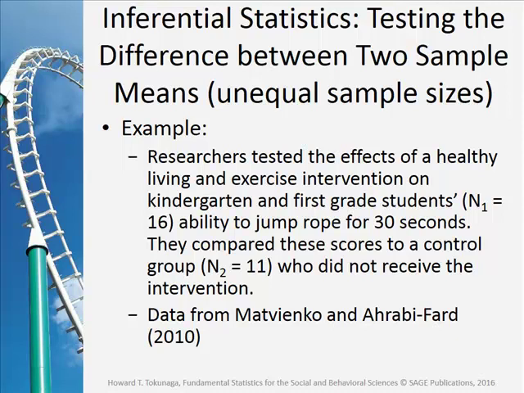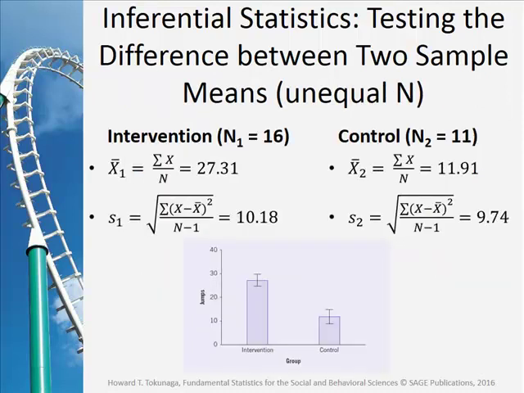But here we have two groups of different numbers. Right? The kids who were taught how to jump rope, or received the intervention, whatever it is, there were 16 of those. And there were only 11 kids, maybe they were absent that day, who didn't receive the intervention. So here are the two sample means. It looks like the intervention group, which can do 27 somethings, is a lot higher than the non-intervention group, who can only do 12 somethings.